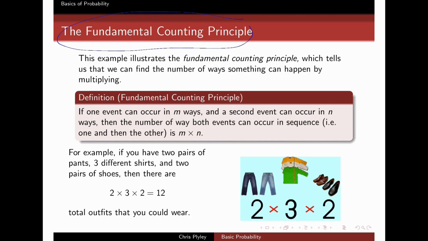And all that says basically is that if one event can occur in m different ways, and the second event can occur in n different ways, then the number of ways that both of these events can occur, one after the other, or in sequence, is m times n.